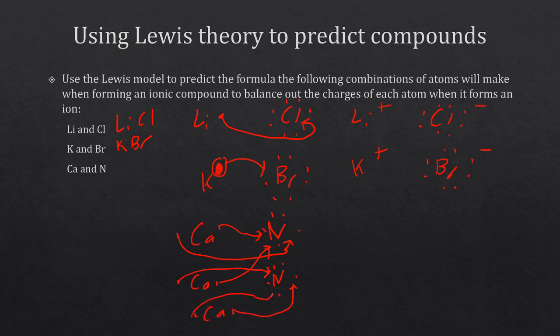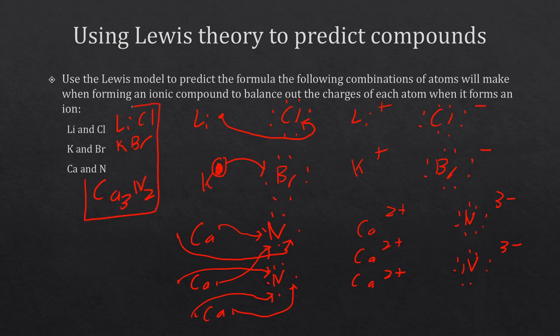We'll add 2 here and 2 here. So you end up with 3 calciums that are all 2 plus. And you end up with 2 nitrogens that are full, that are both 3 minus. So this means I would predict these would form the compound calcium 3, nitrogen 2. So these are my 3 predicted ionic formulas. Remember, it's not that there is exactly 1 lithium and chlorine, but there's a ratio of 1 to 1. With calcium and nitrogen, there would be a ratio of 3 to 2.